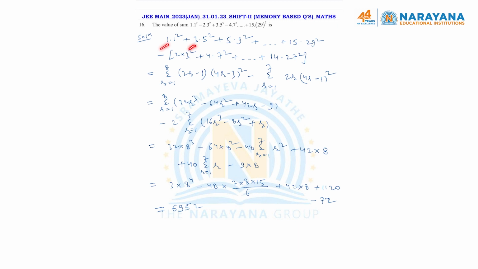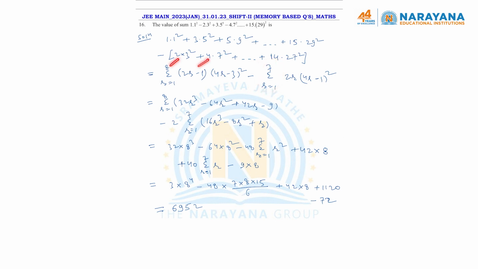Now the first terms you can see are 1, 3, 5, 15. So it's basically all odd numbers, that is 2r minus 1. Whereas 1, 5, 9, 29, this sequence is actually an AP with common difference 4, and the general term is (4r minus 3) whole square. There are 8 terms over here, because there are a total of 15 terms in the original sequence. So we have separated the plus terms: there are 8, and with minus terms there are 7 such terms.